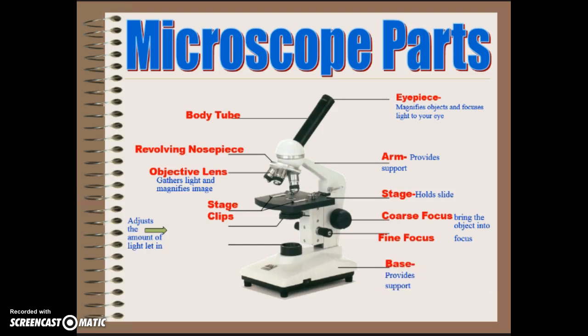Moving down, what the microscope sits on is called the base. Underneath the stage, we have the diaphragm, which controls how much light goes through the specimen you are looking at. Under that, we have the light, sometimes called the lamp.